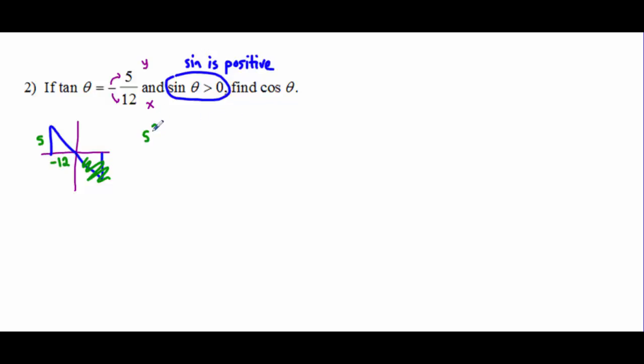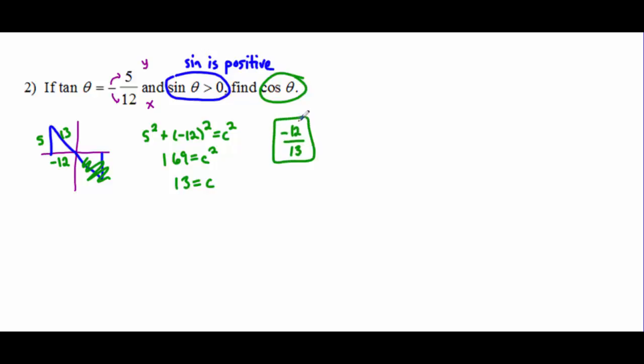Then I would use the Pythagorean theorem. And I get 169. You may have known this one already, because it is a Pythagorean triple. So is the last one, but the one before this might have been harder to remember. Sorry, had to sneeze. So the hypotenuse is 13. They ask us for cosine, which is adjacent over hypotenuse, or x over r. And so that gives us negative 12/13 for our answer.